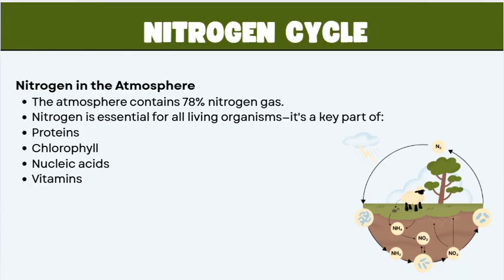Nitrogen cycle. We know that 78% of the atmosphere contains nitrogen gas, and nitrogen is very essential to all living organisms. It is also a key part of proteins, chlorophyll, vitamins, and nucleic acids. Therefore, it is very, very important.